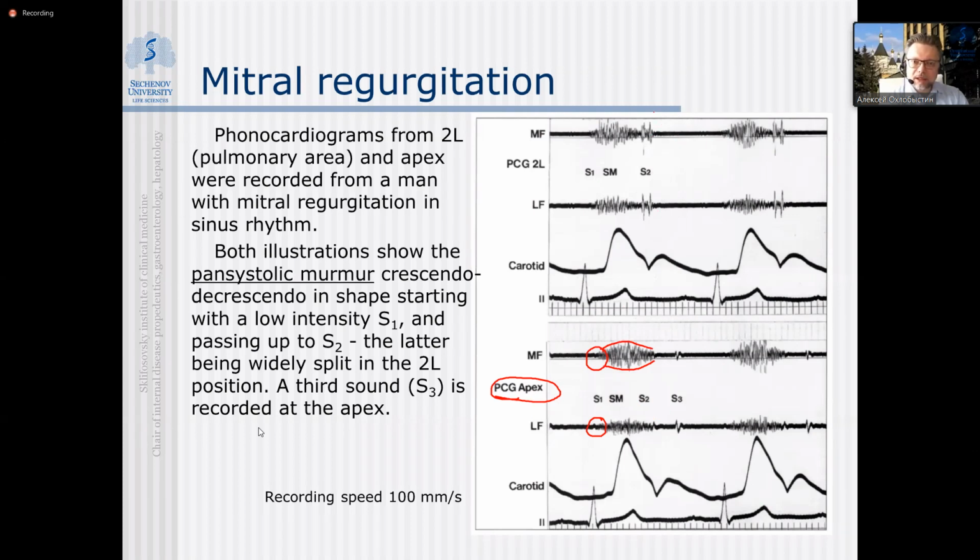S2 should not be assessed at the apex. It should be assessed at the base of the heart, in the second left interspace. By the way, the second left interspace is the point of which valve?